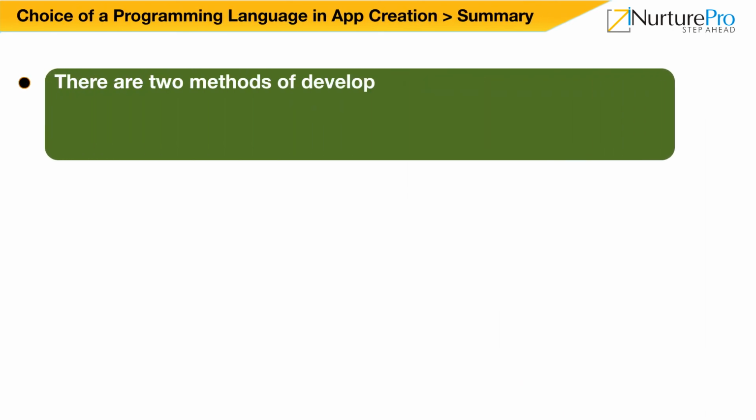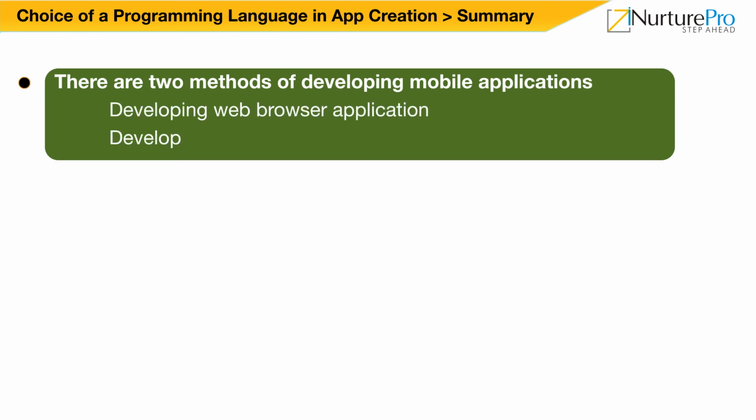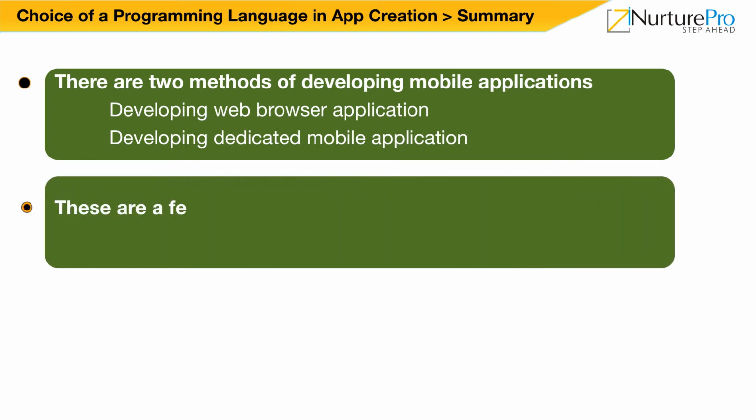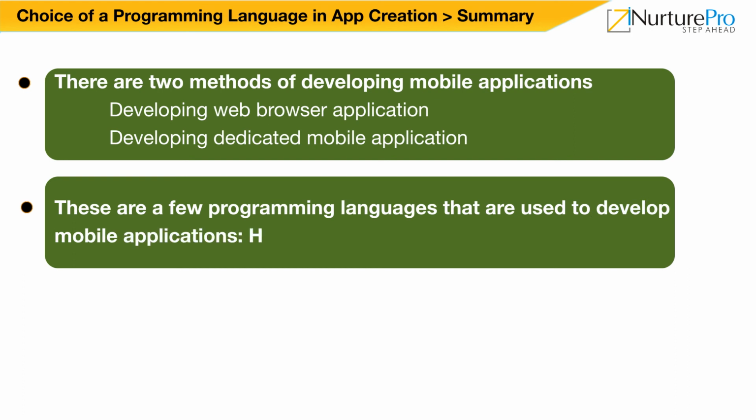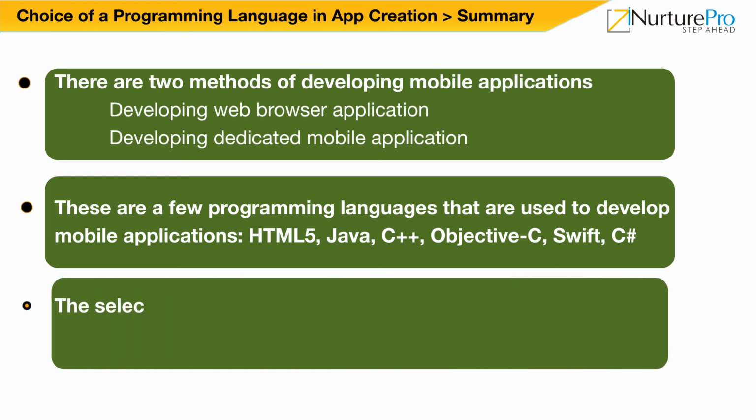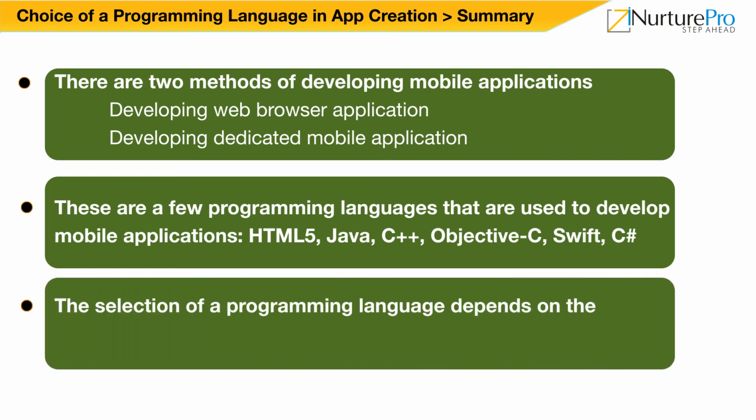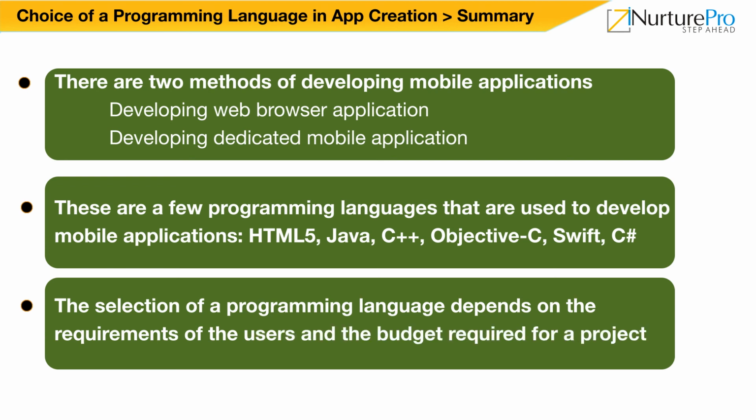There are two methods of developing mobile applications: developing a web browser application and developing a dedicated mobile application. These are a few programming languages that are used to develop mobile applications: HTML5, Java, C++, Objective-C, Swift, C#. The selection of a programming language depends on the requirements of the users and the budget required for a project.